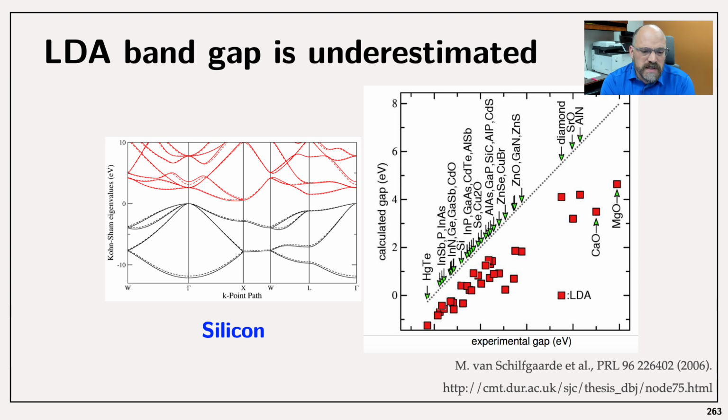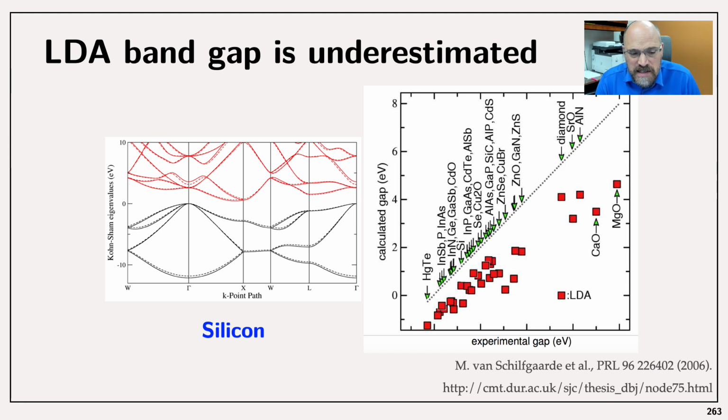This kind of plot basically represents the target value, which is the experimental gap, with respect to the calculated gap with LDA. If we had a perfect match, if the two values were the same for every material, then all the data points, the red squares, would fall on the bisector, shown by the dotted line. As you can see clearly, the calculated gap is below the bisector, which means the LDA gap is always underestimated. It's systematically underestimated.